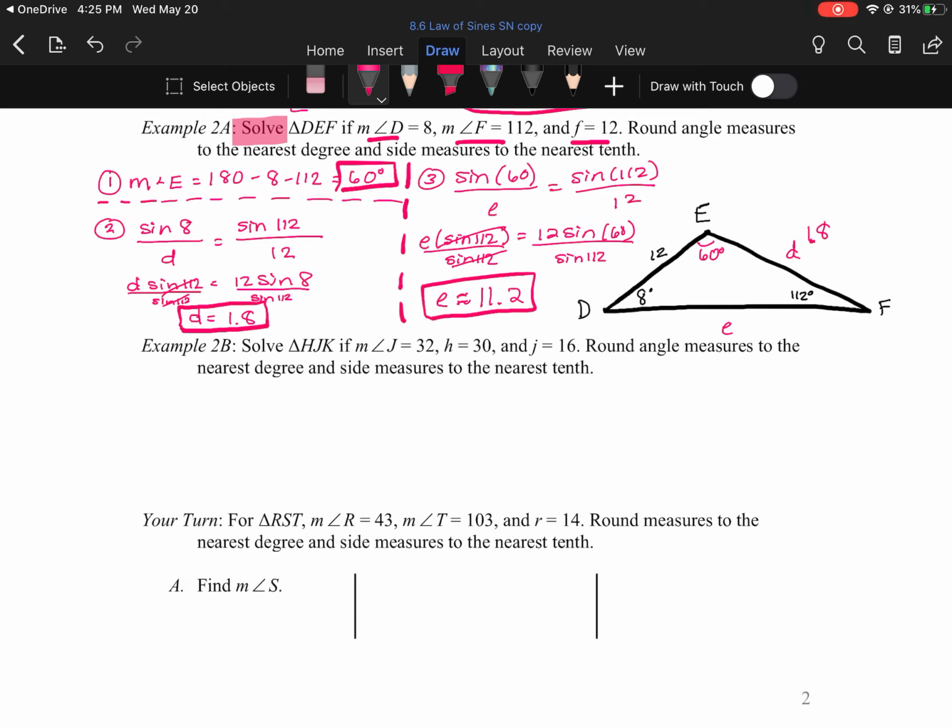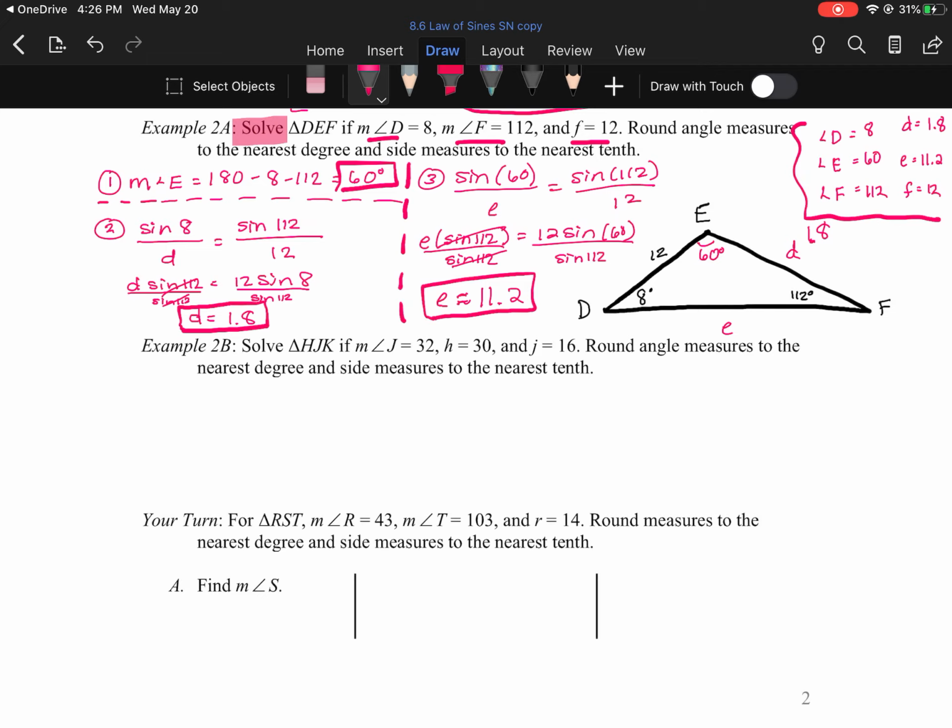So I'm going to try to find a place here to write all of them. So angle D, angle E, angle F. So D is 8, E is 60, F is 112. And then lowercase d is 1.8, lowercase e we found is 11.2, and lowercase f they told us was 12. So there's all 6 pieces of information.